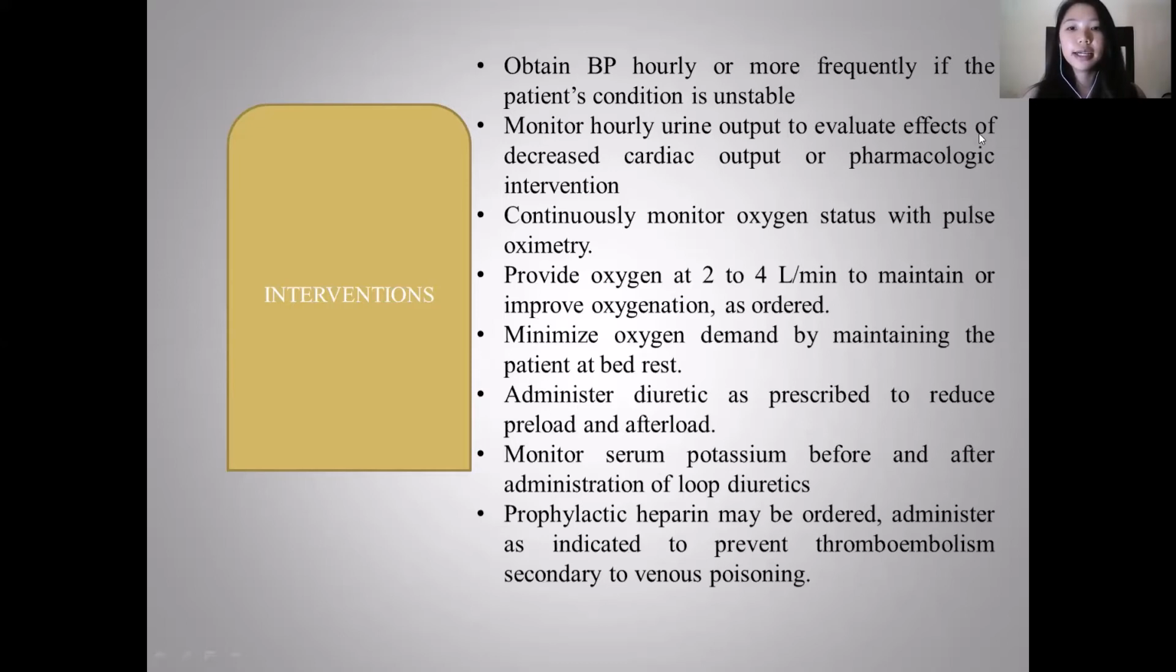Administer diuretic as prescribed to reduce preload and afterload. Monitor serum potassium before and after administration of loop diuretics. And prophylactic heparin may be ordered. Administer as indicated to prevent thromboembolism secondary to venous pooling.